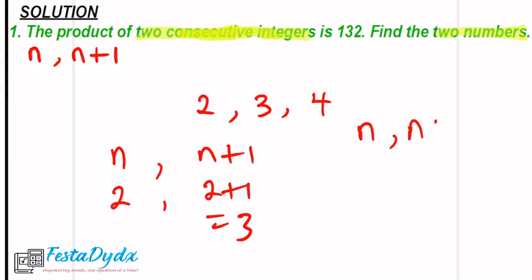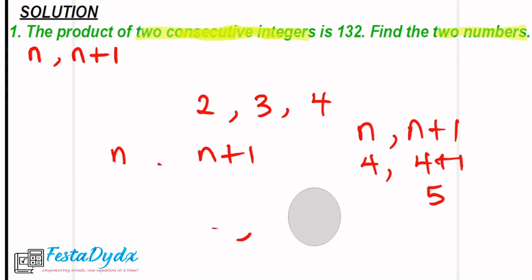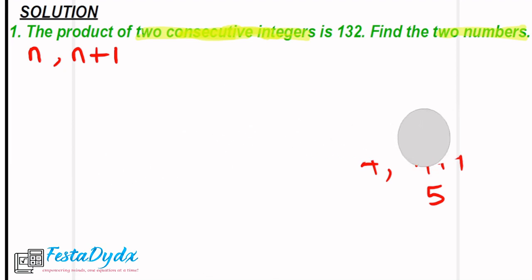So n comma n plus 1 will be 4 comma 4 plus 1. So 4 plus 1 is what? 5. So after 4 we have 5. So we can use n and n plus 1 to denote the two consecutive integers. Now let's go back to the word problem. It says the product of two consecutive integers. So the product means we have to multiply these two numbers together. Now if we multiply these numbers together, we'll get 132. Now find these two numbers.